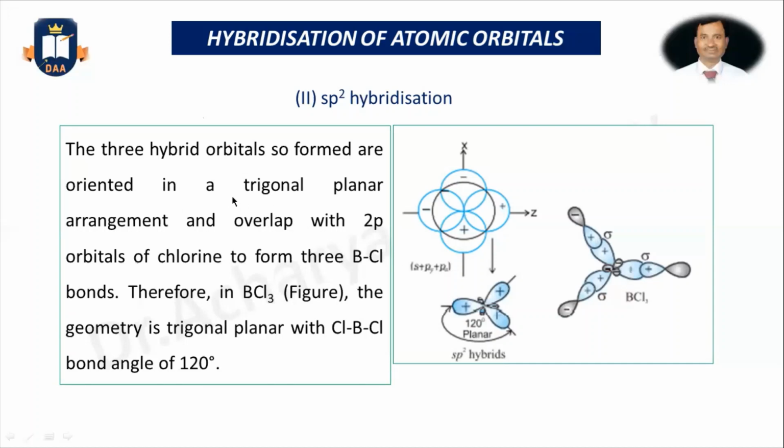As I already discussed, there is a 120-degree angle from one sigma bond to the other sigma bonds, and so the shape for this sp2 hybridization is trigonal planar. Here it is written Cl-B-Cl, this bond angle is 120 degrees.